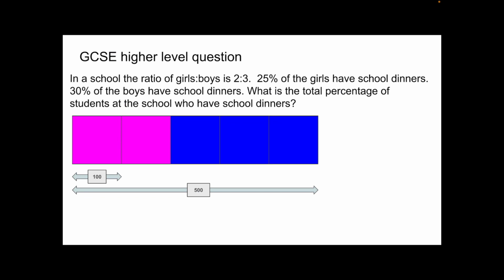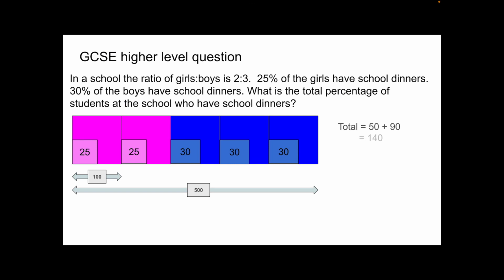And I know that 25% of the girls have school dinners, which means 25 out of 100, so that's actually 25 girls in that first pink block and 25 girls in the second one as well. And then it's 30% of the boys that have school dinners, so I'm going to put 30 in each of those blocks. Now I'm going to see how many students in total have school dinners. It's 50 plus 90, 50 girls and 90 boys, and that makes 140 students in all. And then I can just write it out as a fraction. That's 140 out of 500.